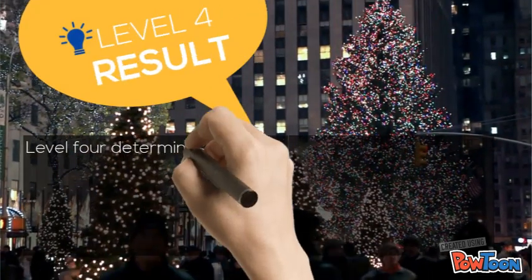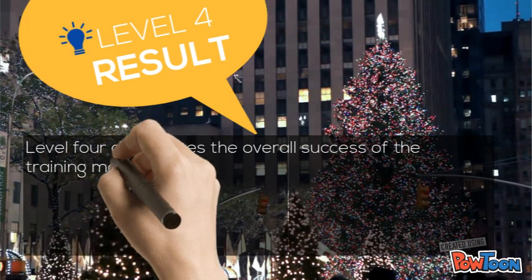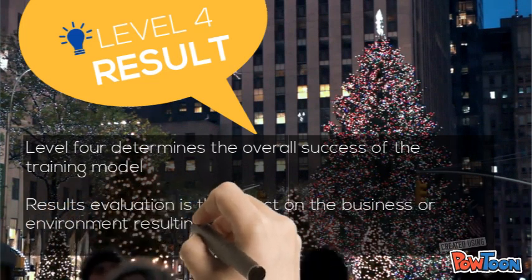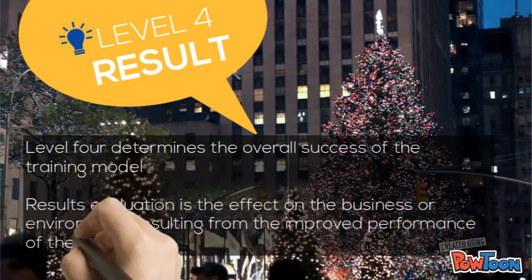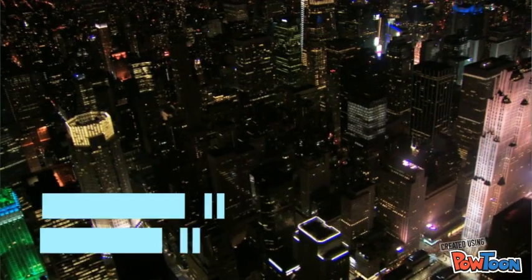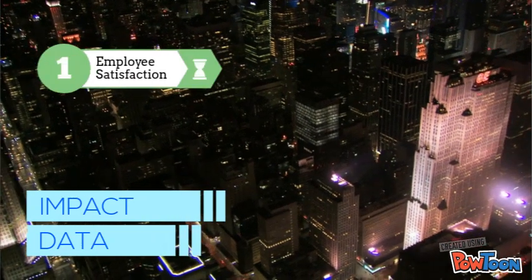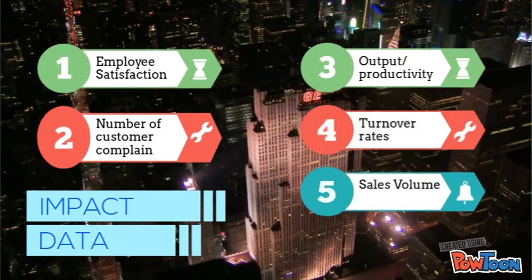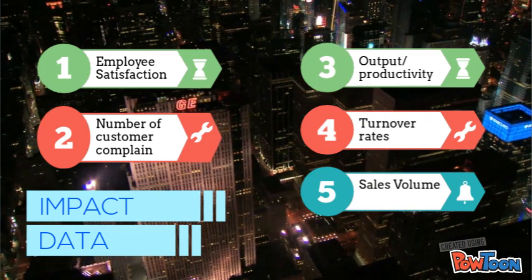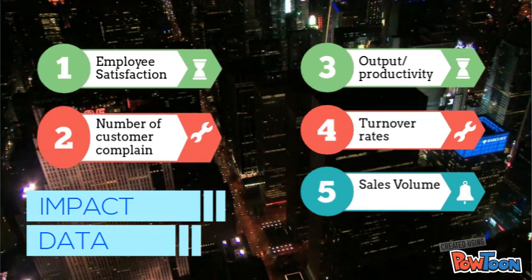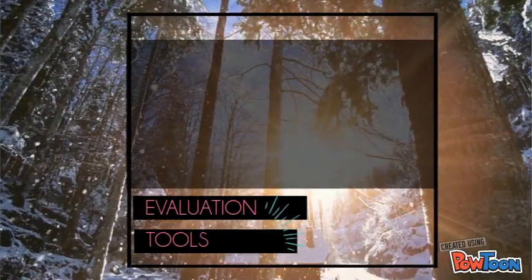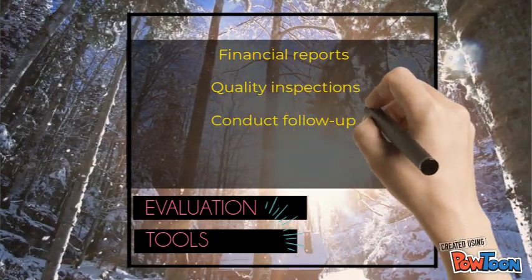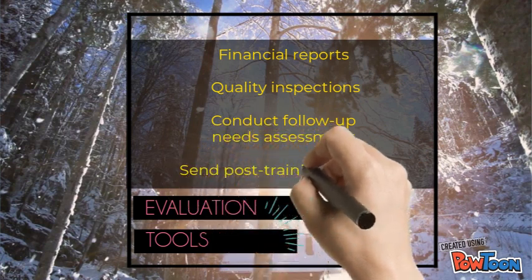The last level is result. Level 4 determines the overall success of the training model. The result evaluation is the effect on the business or environment resulting from the improved performance of the training. Impact data of this level are: first, increase in employee satisfaction; second, decrease in number of customer complaints; third, increase in output and productivity; fourth, decrease in turnover rate; and the last one, increase in sales volume. The evaluation tools for this level can be done through financial reports, quality inspection, conducting follow-up and assessment, and the last one, sending post-training surveys.